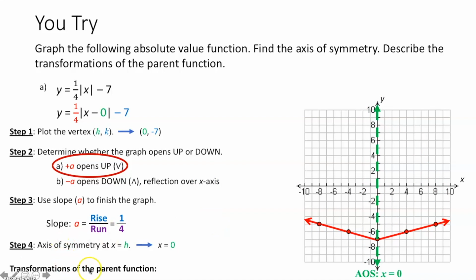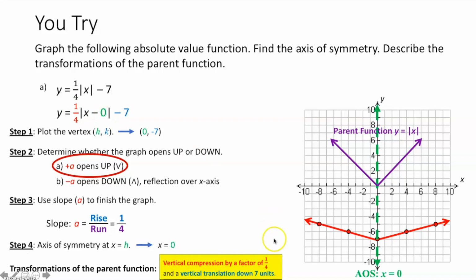Next, what are the transformations of the parent function? So this is our parent function here. How did we go from this purple function right here to this red function right here? Well, we look at our A, our H, and our K. What did our A value do? Well, since it's between -1 and 1, it's a fraction. What we can say is that it's a vertical compression by a factor of 1/4. It compressed the graph. It flattened it out. That's because our A value is 1/4.